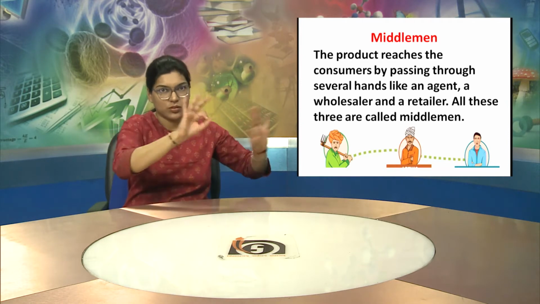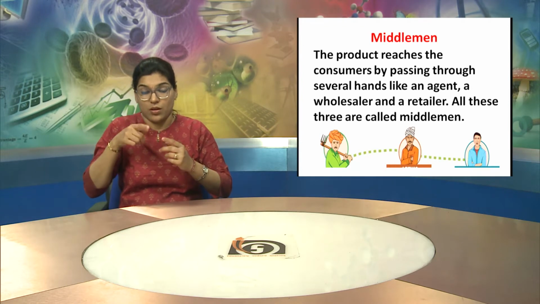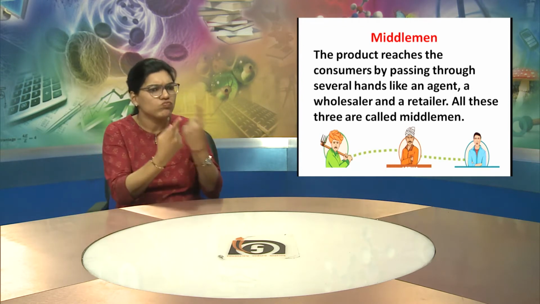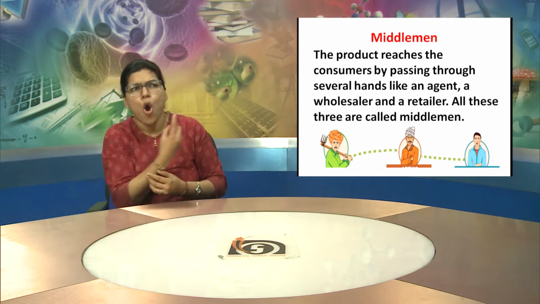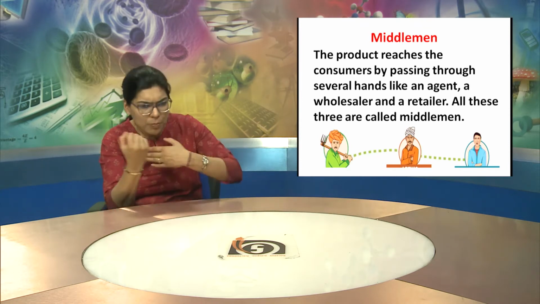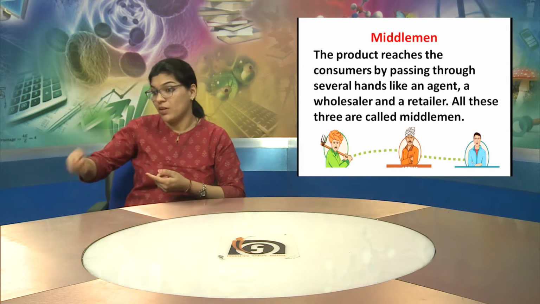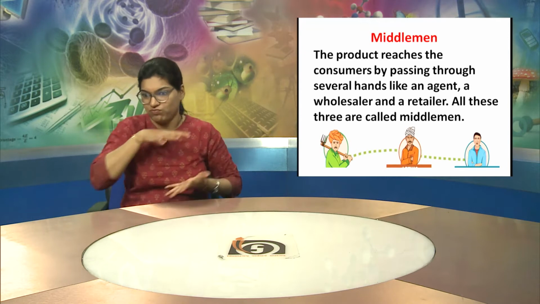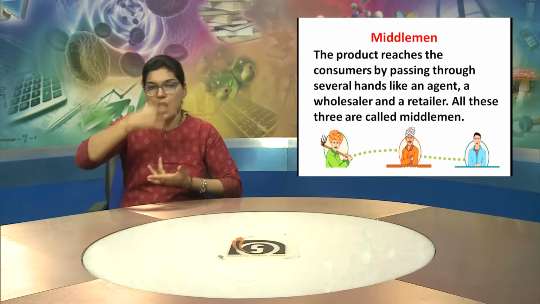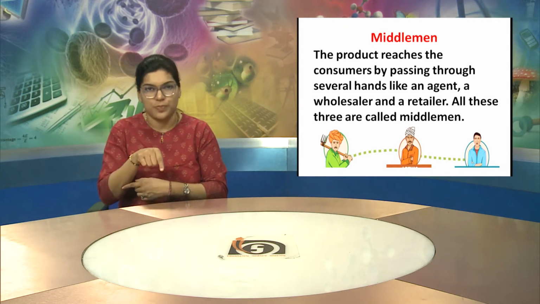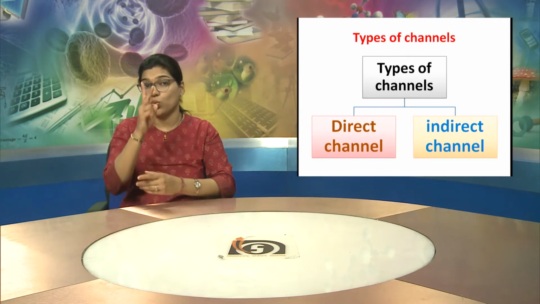Middlemen. The product reaches the consumer by passing through several hands like an agent, a wholesaler, and a retailer. All these three are called middlemen.